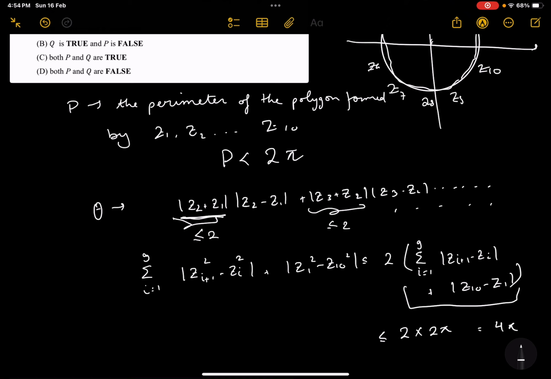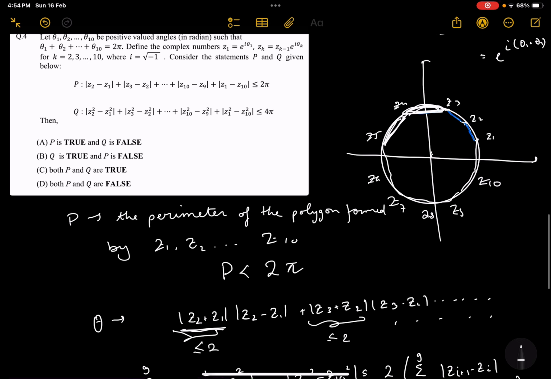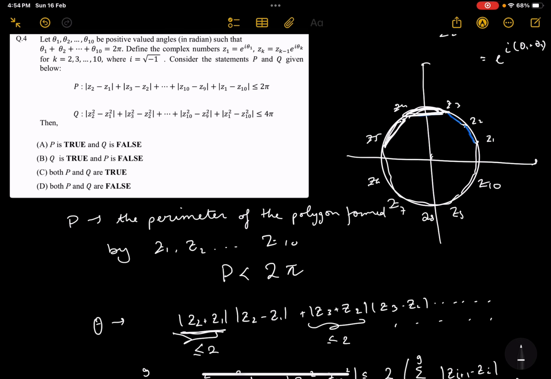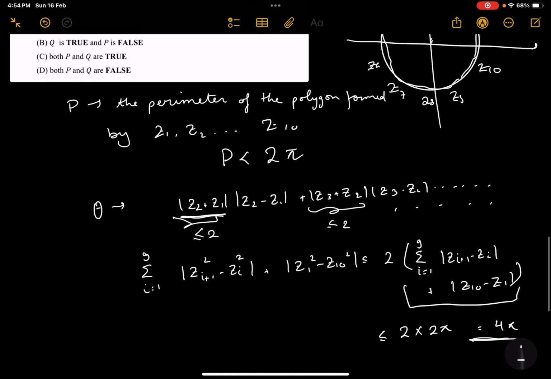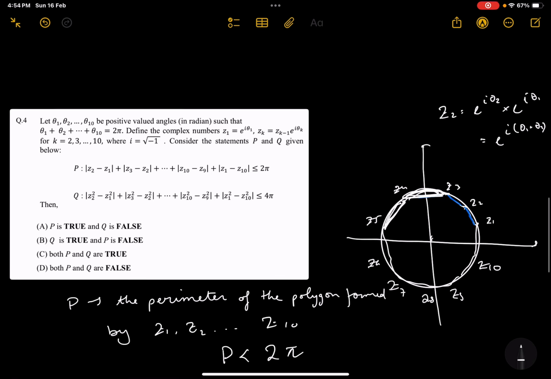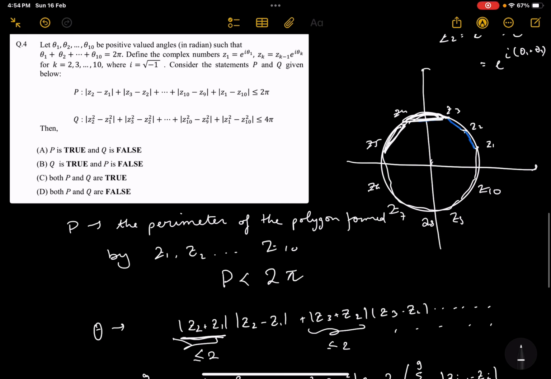So the initial sum we were given, that is the sum of z2 square minus z1 square plus z3 square minus z2 square, the modulus of each of these will be less than or equal to 4 pi. So Q option is also correct. So the answer becomes C.